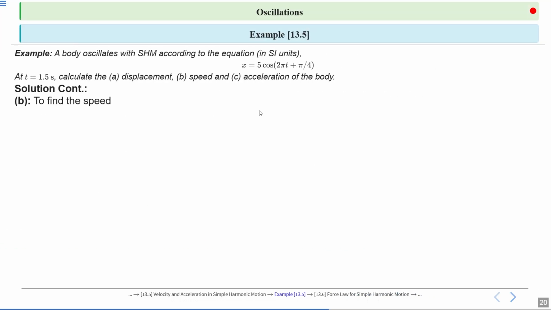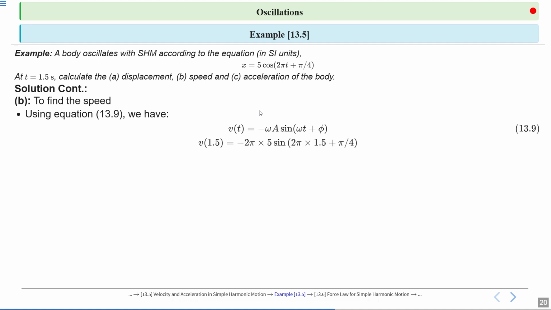Now let's focus on part B of the question, which asks us to find the speed of the body at t equal to 1.5 second. Speed in SHM is the rate at which the displacement changes with time. So using equation 13.9, we have v of t is equal to minus omega a sine omega t plus phi.